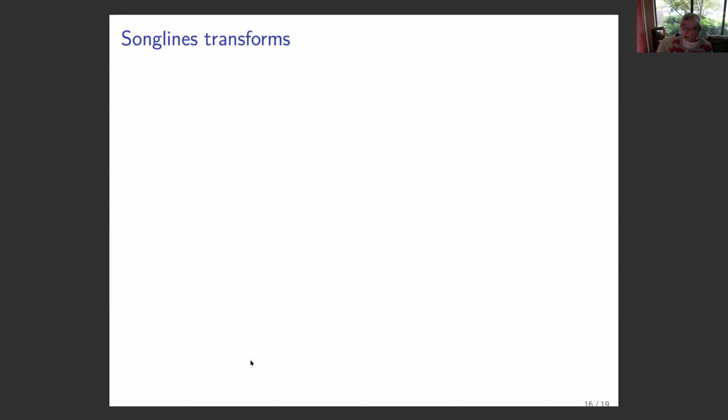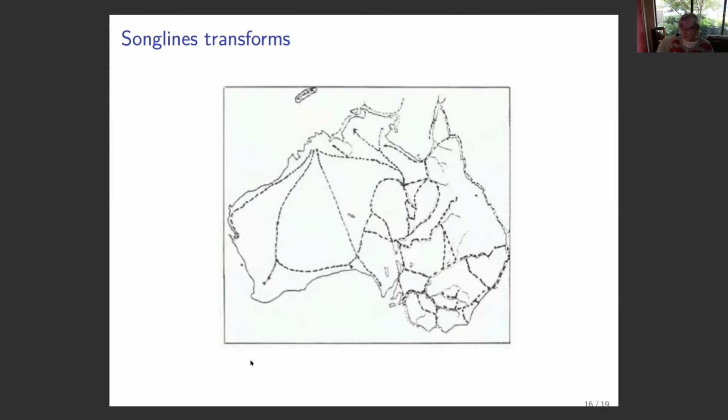Last year, I was honoured to be invited to give a mini lecture on the songlines transform in Pierre Portal's special topics third year course on Fourier analysis. This is a map of some of the main traditional ceremonial and trade routes over the Australian mainland, which was prepared in 1939 by F.D. McCarthy of Sydney University.